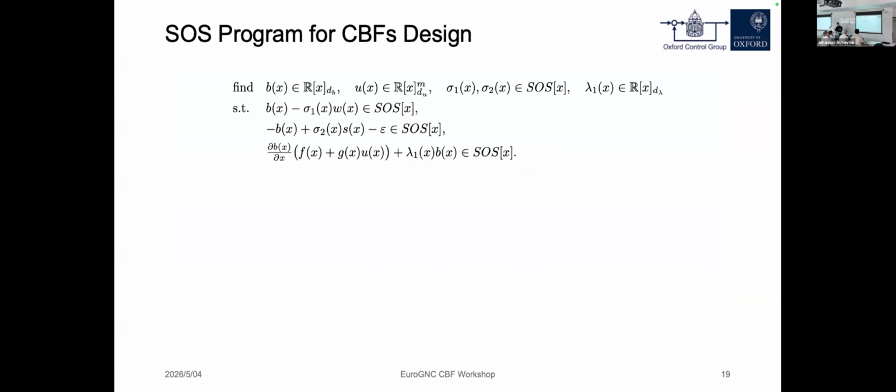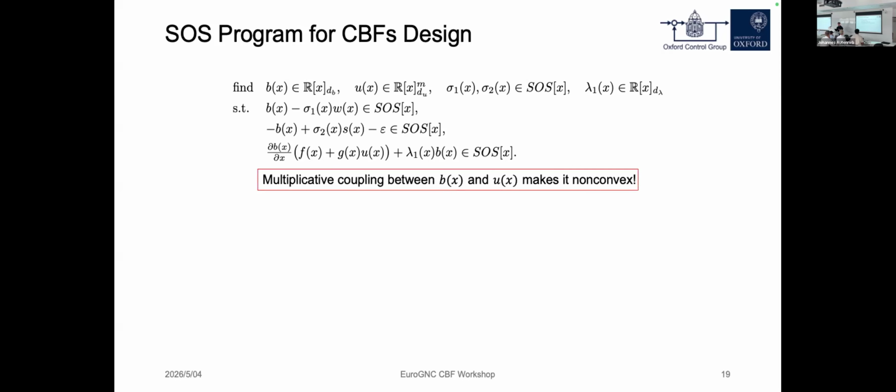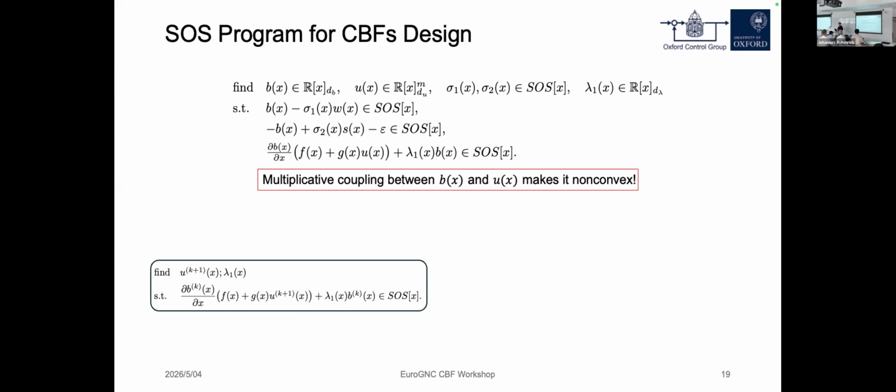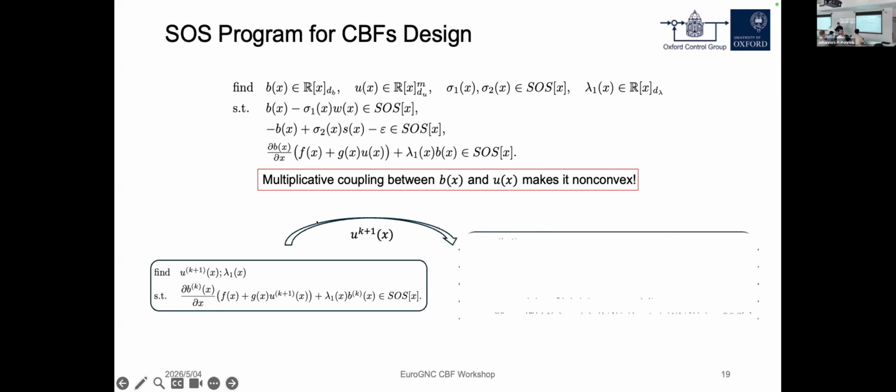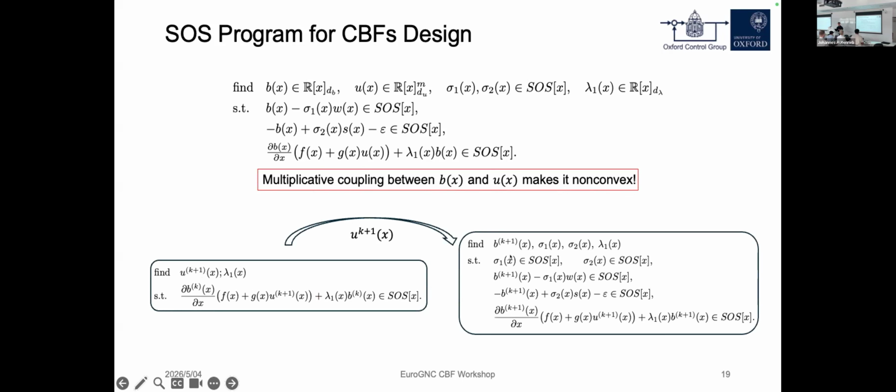In conclusion, we have a sum of squares program for barrier function design, where we solve the following program to design b, u, and some multiplier or auxiliary variable. Similarly, we have a multiplicative coupling between b and u. The heuristic we propose is: for the first program, we fix b and solve for u, and for the second program, we fix u and solve for b, and do this iteratively until it converges.